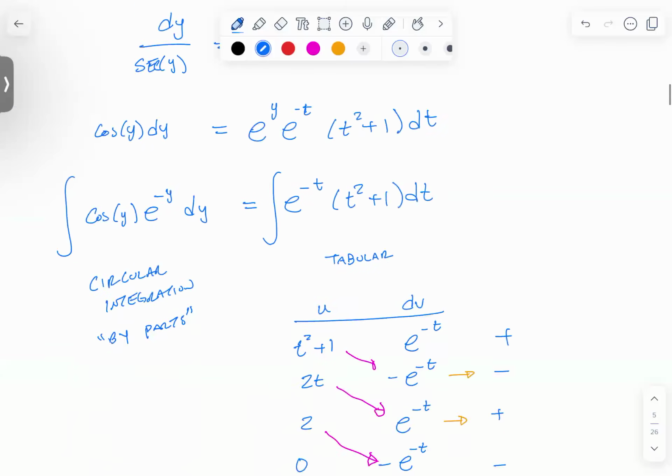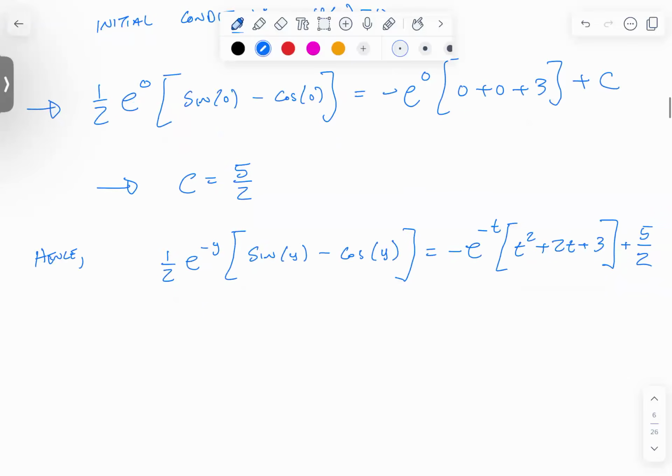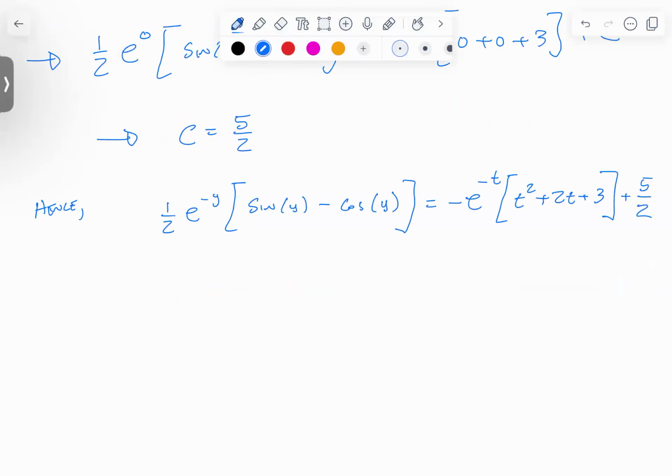In order to find the interval of validity, what do we have to do? Reapply the initial condition. That's like one of the last steps. What's the first thing we need to do? We need to solve for y explicitly.